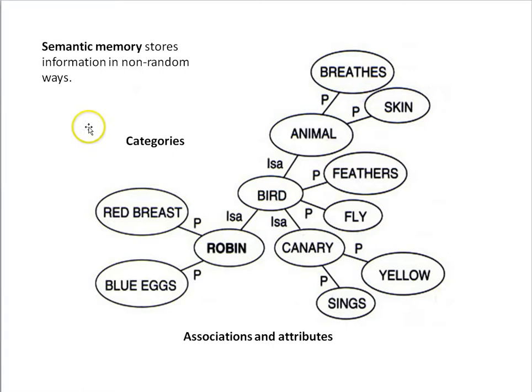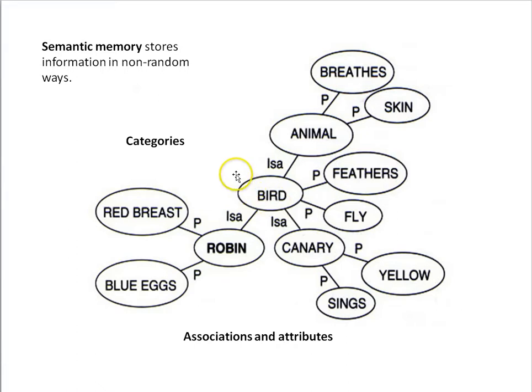Now, to begin, let's consider what we know about semantic memory, or how we think it might work. First of all, semantic memory stores information in non-random ways. And to see this, consider what you know about birds. If somebody were to ask you, what's a bird, you might say, well, it's an animal. It has feathers and it can fly, and you might be able to give some examples, a robin and a canary, and with the canary you might be able to tell us some attributes of the canary. In other words, the idea is that semantic memory is organized according to associations and categorical relationships.